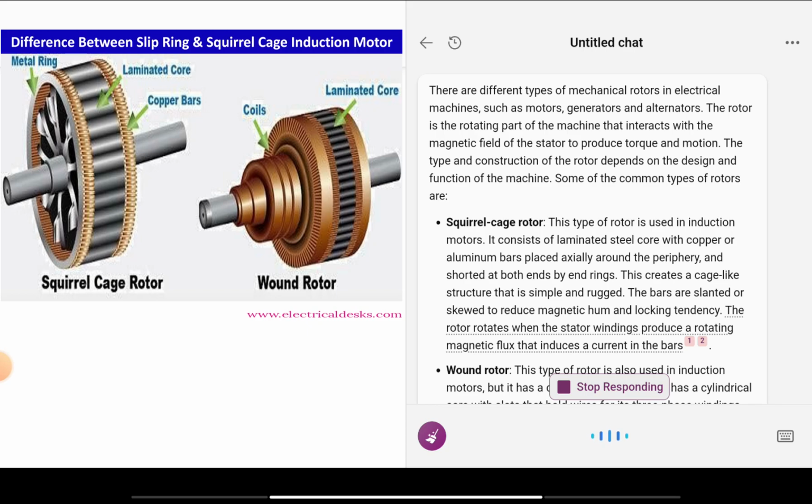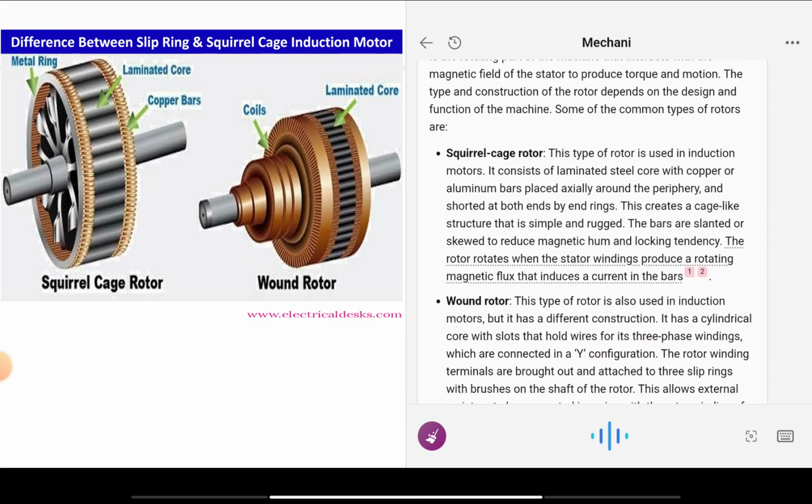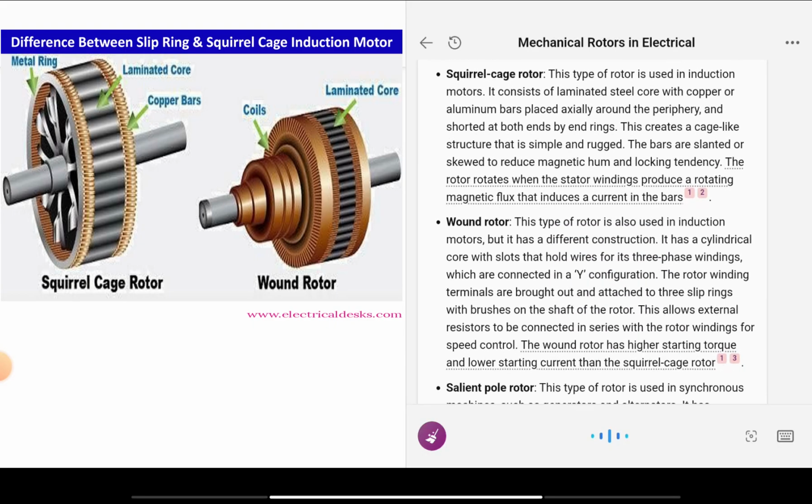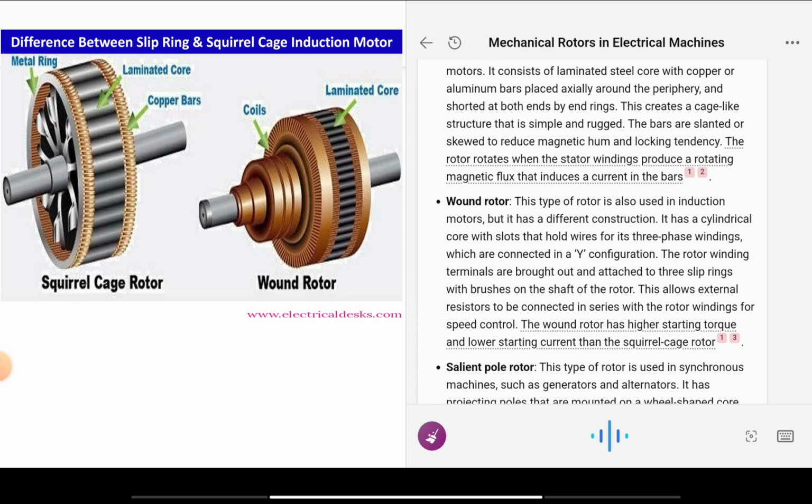Wound rotor. This type of rotor is also used in induction motors, but it has a different construction. It has a cylindrical core with slots that hold wires for its three-phase windings, which are connected in a Y configuration. The rotor winding terminals are brought out and attached to three slip rings with brushes on the shaft of the rotor. This allows external resistors to be connected in series with the rotor windings for speed control. The wound rotor has higher starting torque and lower starting current than the squirrel cage rotor.